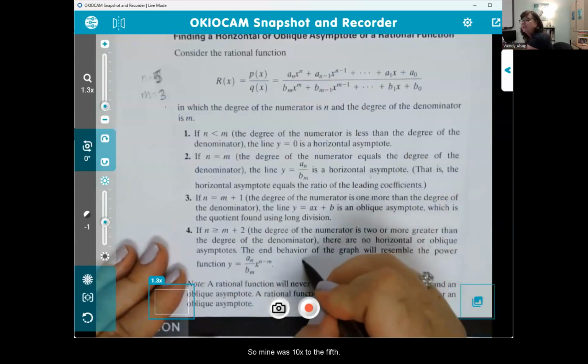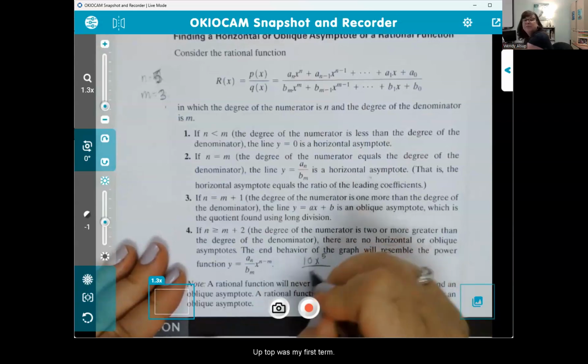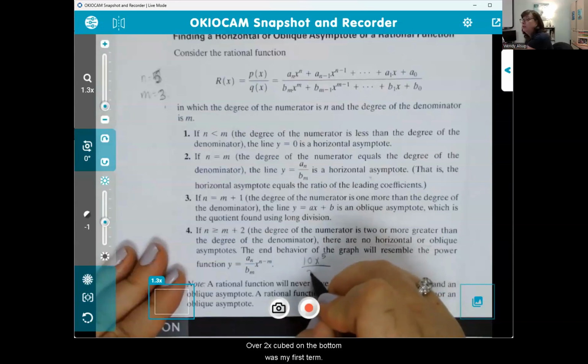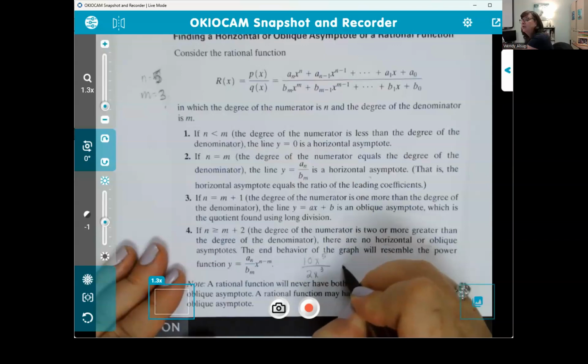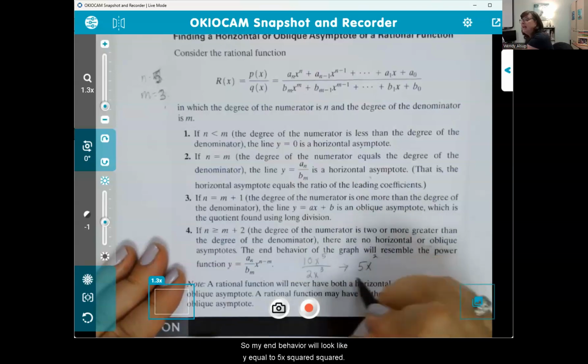So mine was 10x to the 5th up top, my first term, over 2x cubed on the bottom, my first term. So then that would become 5x to the, subtract your exponents, 5x squared. So my end behavior will look like y equal to 5x squared.